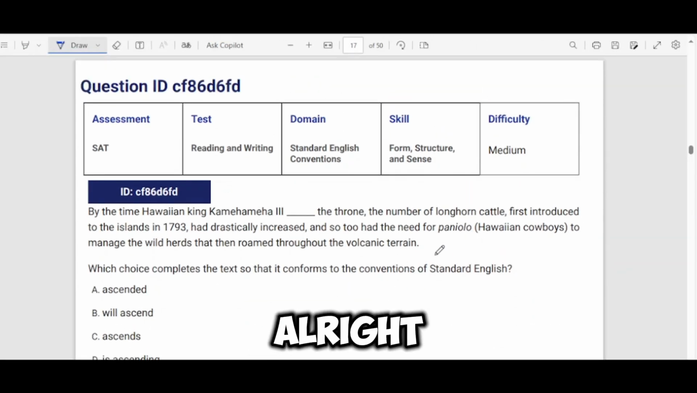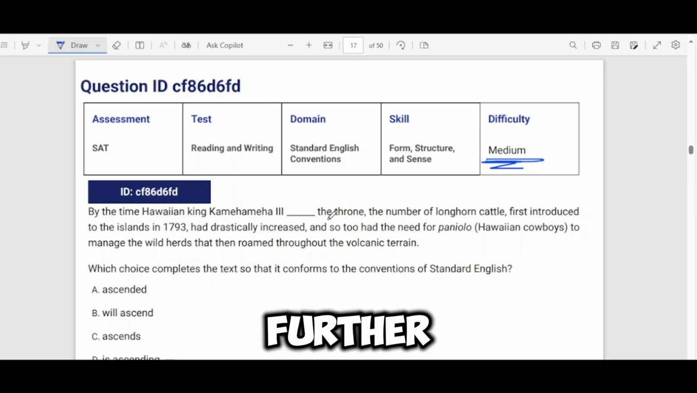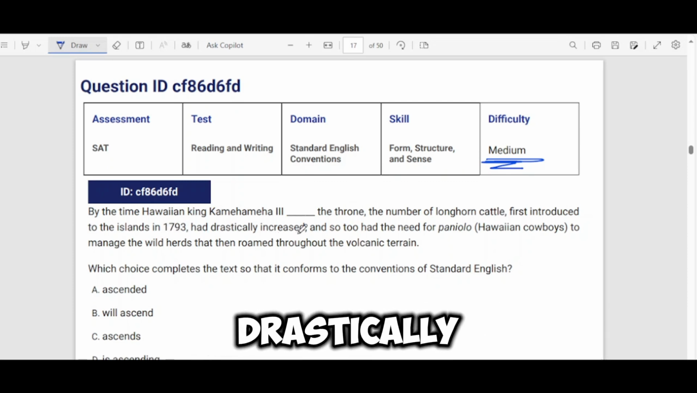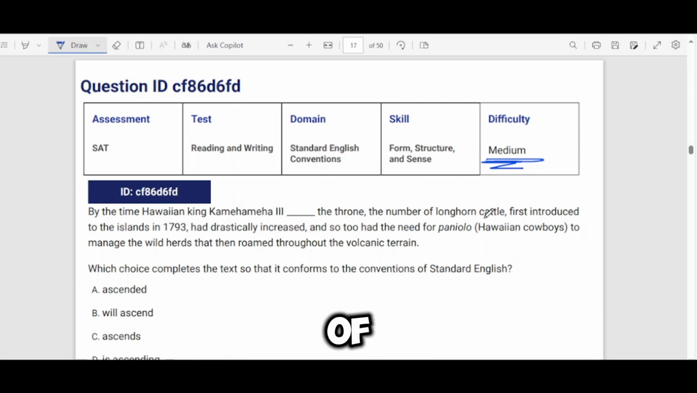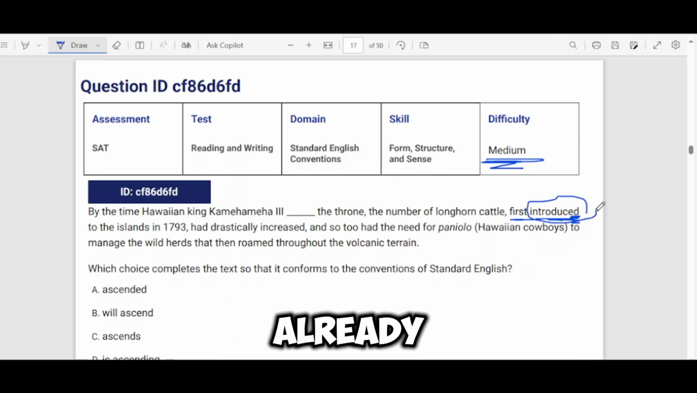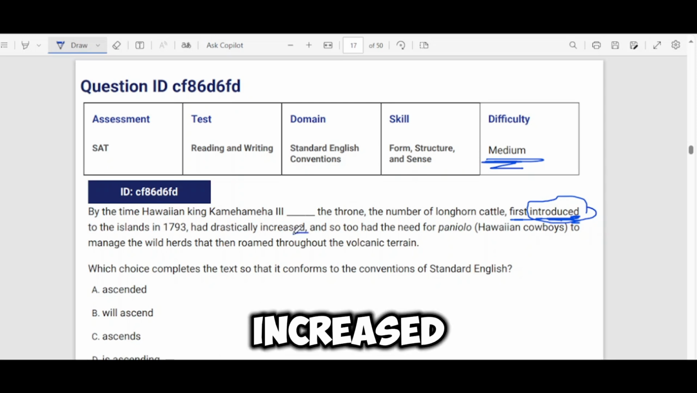Alright, so moving on to the next question, which is of medium difficulty. Let's see. By the time Hawaiian king Kamehameha III dashed the throne, the number of, they haven't given us a clue right now. All right, so let's read further. The number of longhorn cattle first introduced to the islands in 1793 had drastically increased. Alright, so they gave us our first clue here. First introduced, introduced, they already introduced. This is in past tense. Had drastically increased. Another clue, increased, past tense.